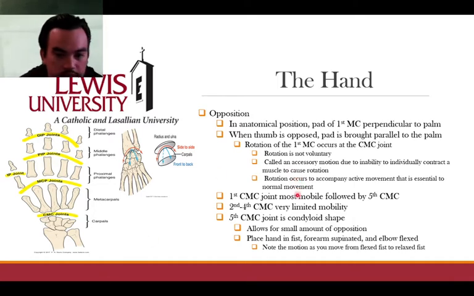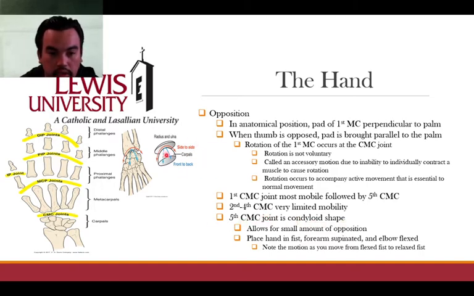There's actually a good video of this, and the rotation occurs to accompany the active movement that is essential to normal movement. Let me just finish this slide and I'll show you guys. The first carpometacarpal joint is the most mobile, followed by the fifth carpometacarpal. That's why we do opposition. The second through the fourth is very limited with mobility. And the fifth carpometacarpal joint is a condyloid shape.